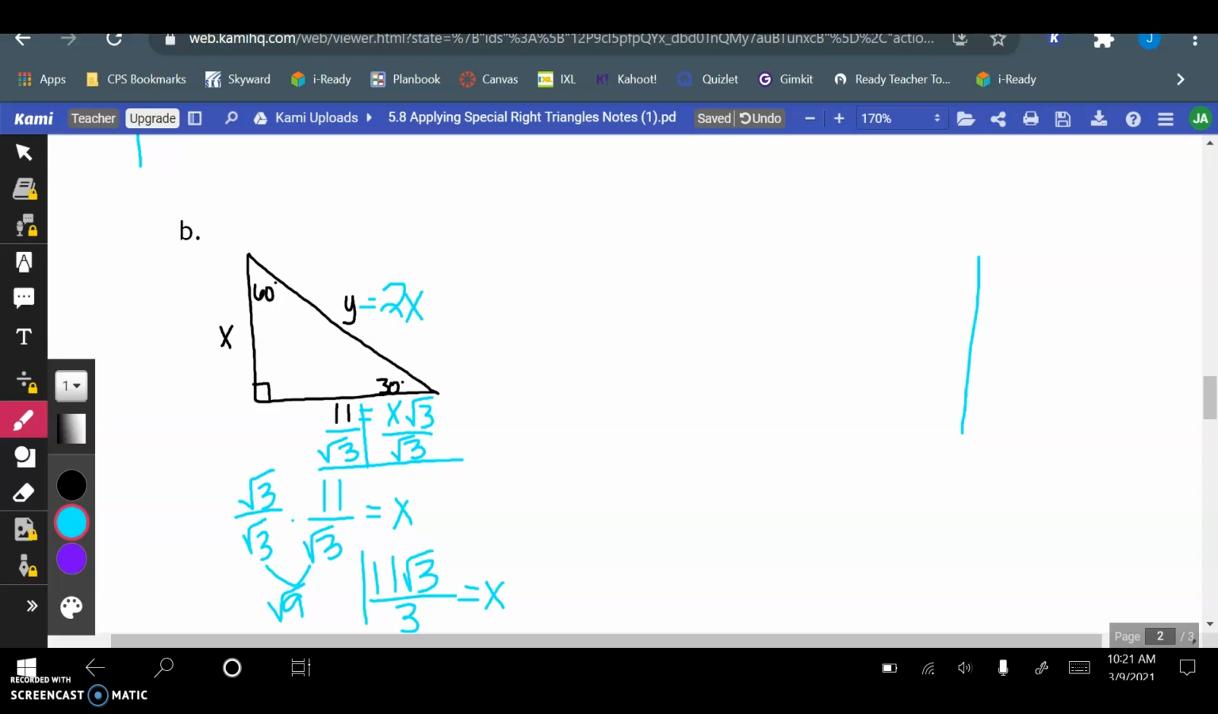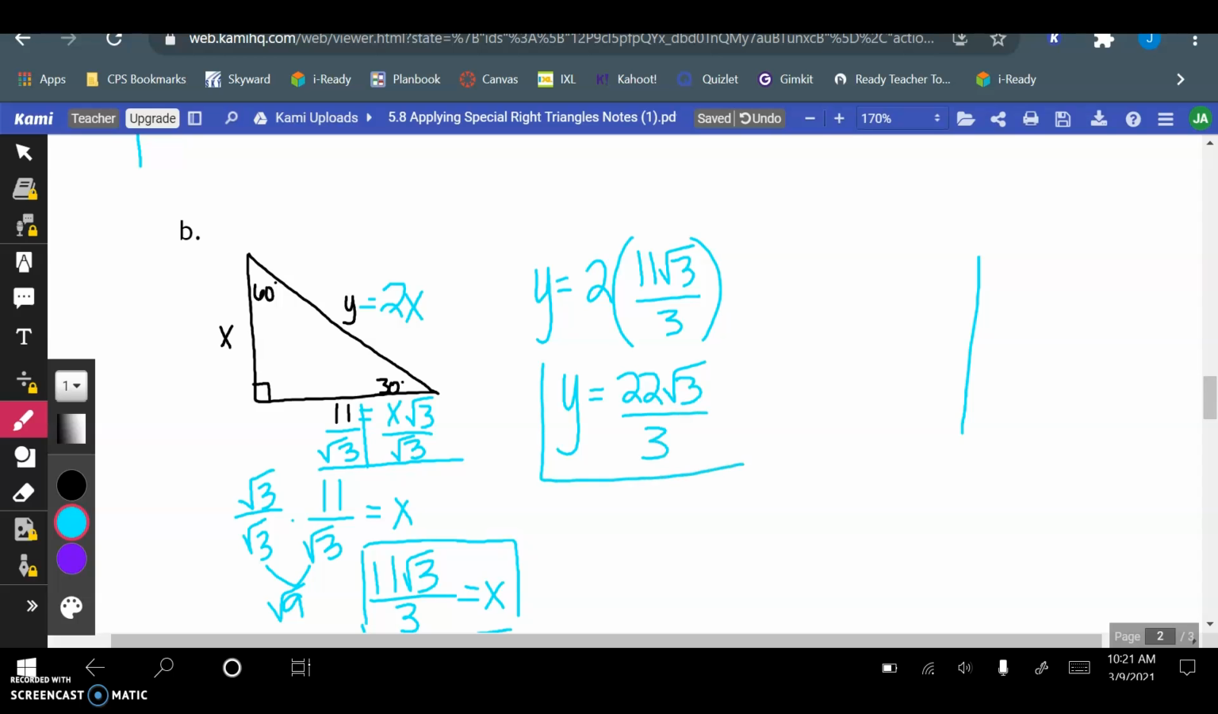That's one answer. Then we have to figure out what y is. So y up here is equal to 2 times that value. So what we do is we multiply that number out front by 2. So y equals 22 square roots of 3 over 3.